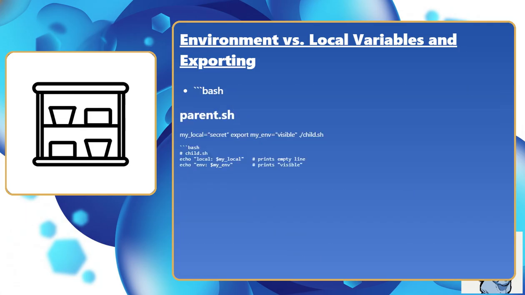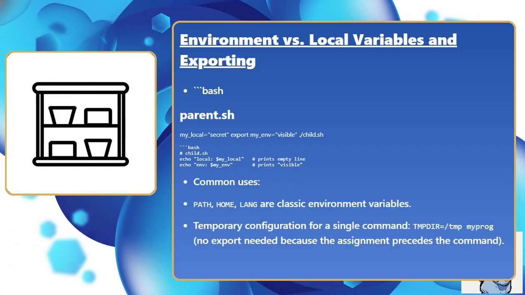Parent.sh: set my_local=secret, export my_env=visible, then execute child.sh. Child.sh: echo "local: $my_local" prints an empty line, echo "env: $my_env" prints visible. Common uses: PATH, HOME, and LANG are classic environment variables. Temporary configuration for a single command: TMPDIR=/tmp/myprog ./prog. No export is needed because the assignment precedes the command.